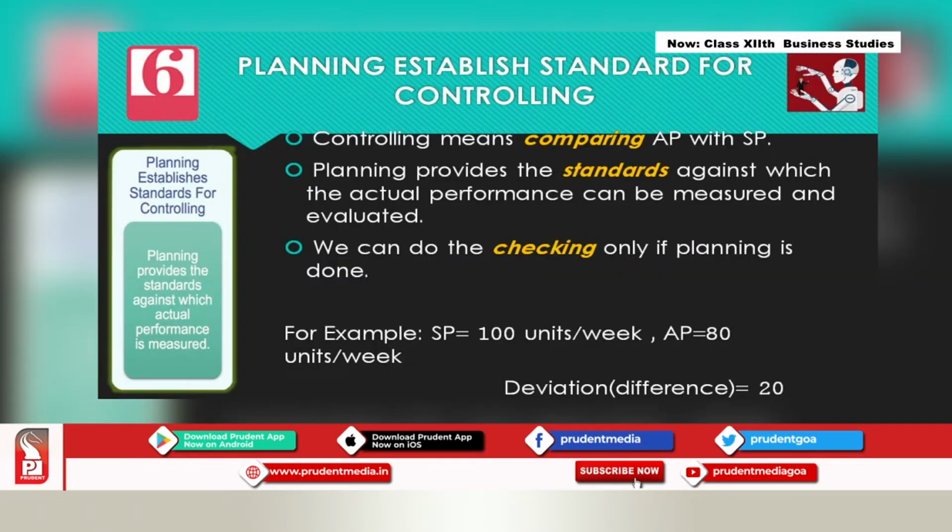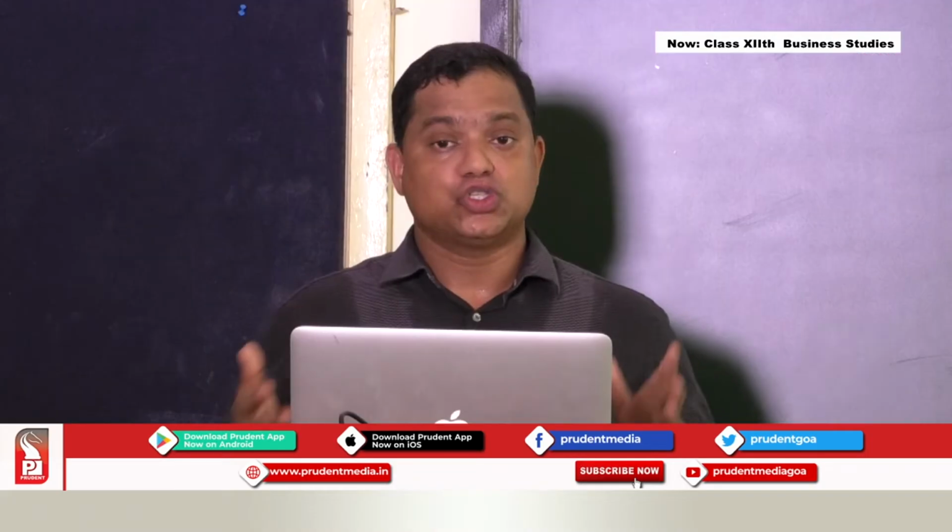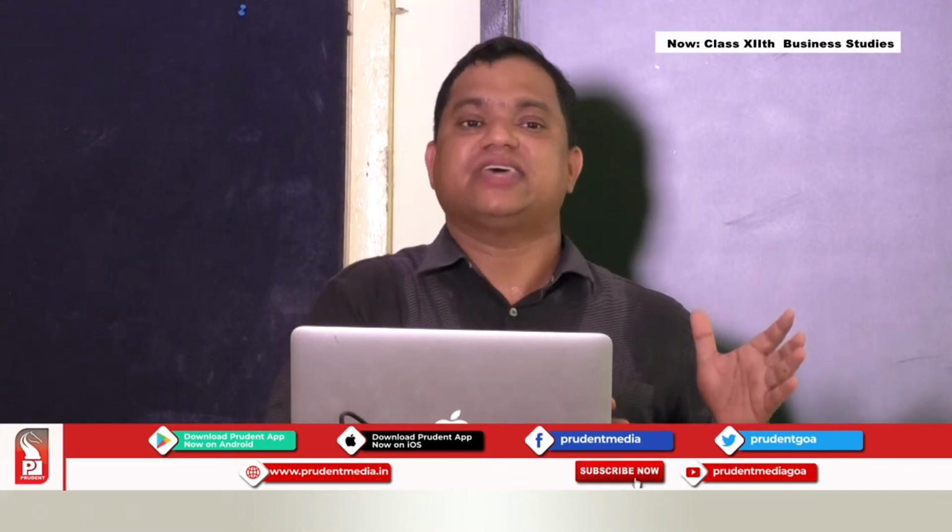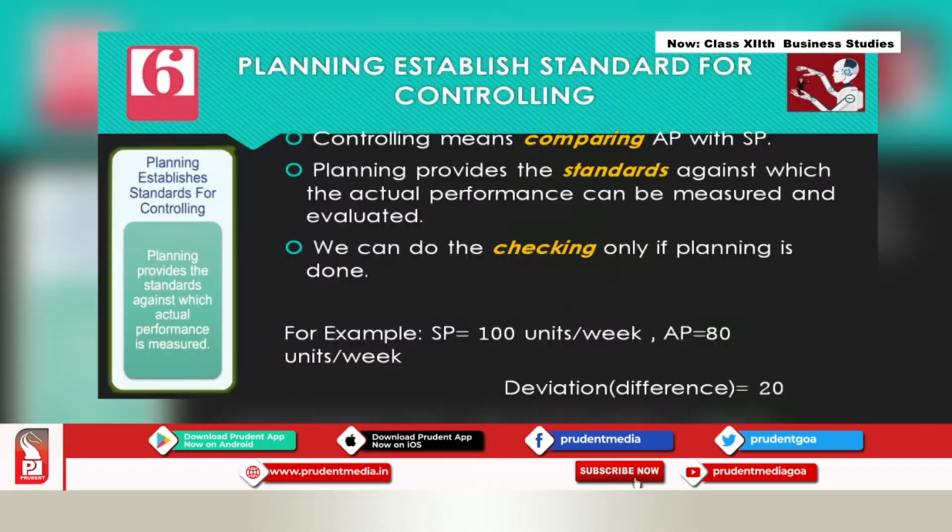Planning establishes standards for controlling. Controlling means comparing actual performance with the standard performance. So planning provides the standards against which the actual performance can be measured and evaluated. So we can do the checking only if there is planning.